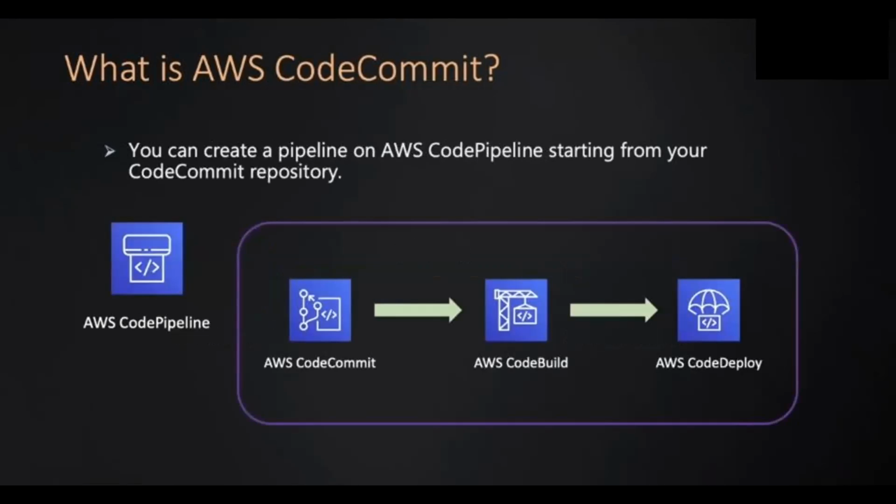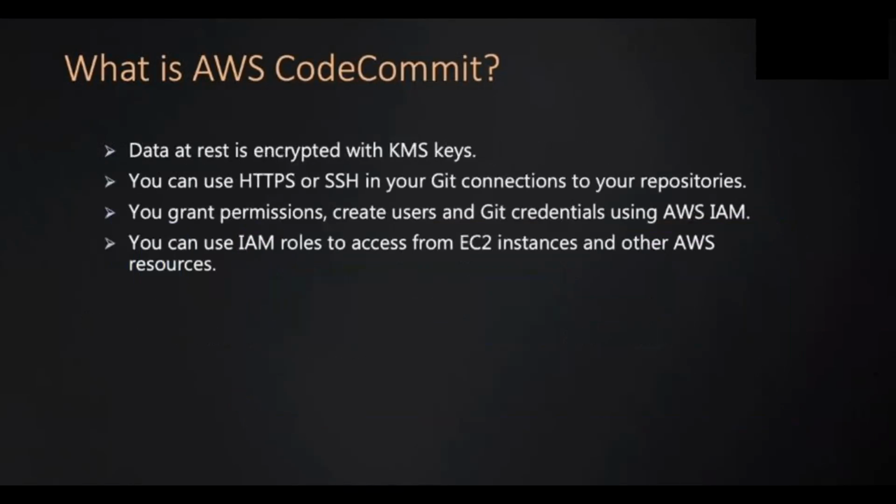We can also create a pipeline on AWS CodePipeline starting from your CodeCommit repository, which is what we'll see. When we write some code, you commit it into CodeCommit. From CodeCommit, you build it. From build, you go ahead and deploy. Until now, we've been skipping the CodeBuild step, but in coming examples we will also build it.